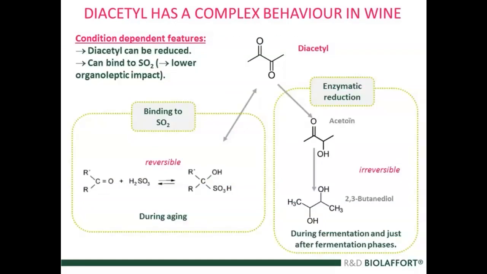Diacetyl has a very complex behavior in wine. Its presence depends on the winemaking conditions, and also on the strain that is performing malolactic fermentation. On one side, we know that diacetyl, once it's produced in wine, can be enzymatically reduced to acetoin and then butanediol, which will reduce its organoleptic impact in wine.